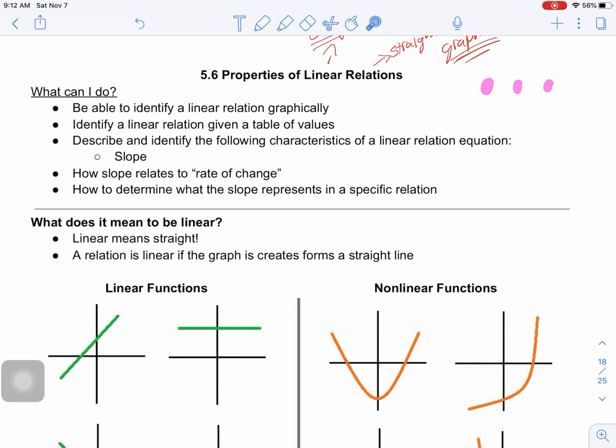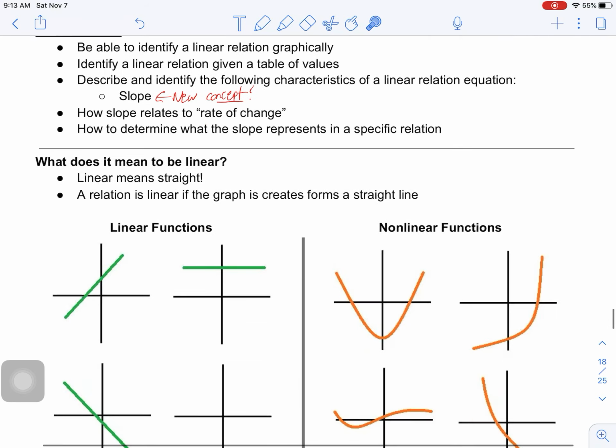So after this is what we should be able to do. You should be able to identify a linear relation graphically. You should be able to identify linear relations given a table of values. You need to be able to understand and describe the following characteristics of a linear relation, and that's the slope, okay? We should understand how slope and rate of change are related and understand that slope is a brand new concept. Okay, and then how to determine what slope represents in a specific relation. Okay, so given a context, what does it represent?